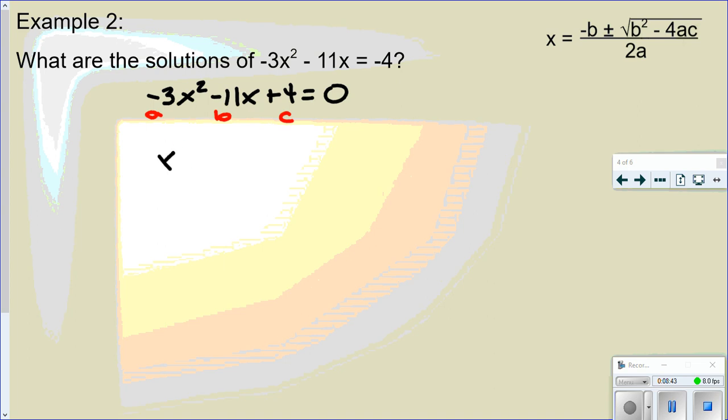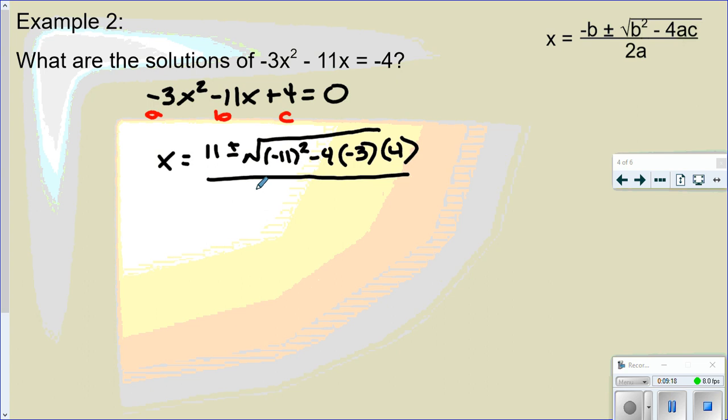So now we just plug those in to the quadratic equation. So again, negative b, the opposite of negative 11 would be positive 11 plus or minus the square root of b squared, so that's negative 11 squared, minus 4 times the a value, which is negative 3, times the c value, which is positive 4. And then that's divided by 2 times a, which is negative 3.